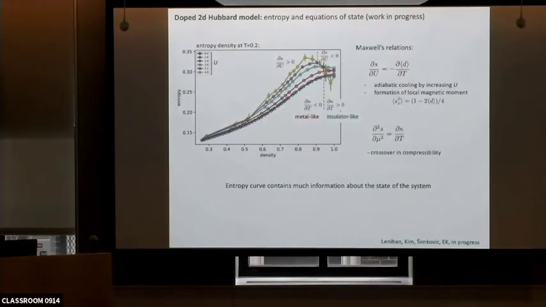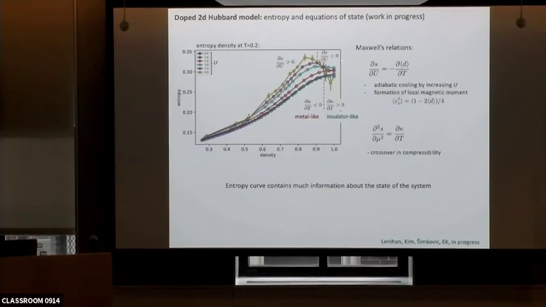Right. So just to flash the slide, I know I need to wrap up, it's quite interesting that we can infer a lot of information about the nature of the physics of the system by considering the entropy curve. So if I plot a family of curves corresponding to different U values, I immediately see regions where I have adiabatic cooling by increasing the U. So my entropy rises with U here.